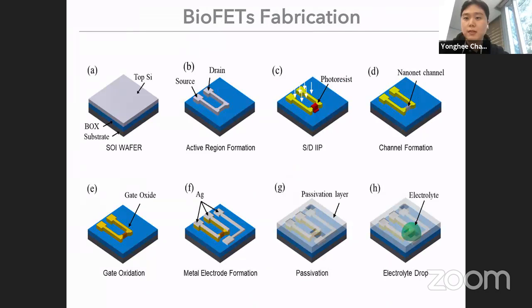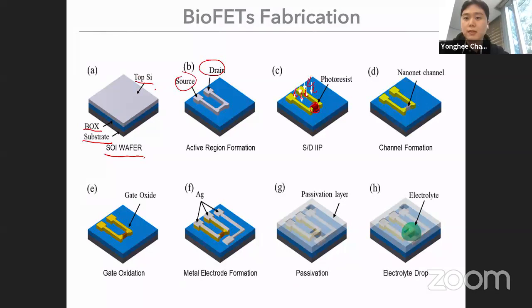The BioFET fabrication process is quite similar to the conventional MOSFET fabrication. In this process, the SOI wafer is used. An SOI wafer has a sandwich structure, which consists of a Si substrate, a SiO2 box, and a top Si. First, the top Si is etched, leaving the source and drain regions. Next, cover the channel region like this, and then implant ions into the source and drain regions like this.